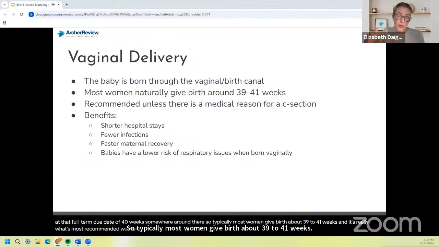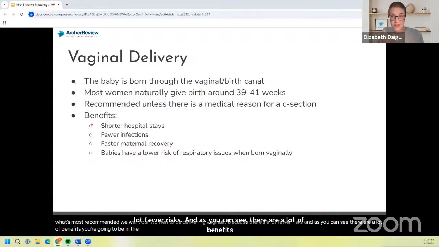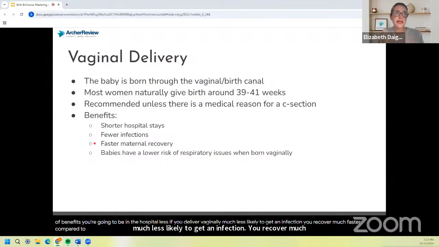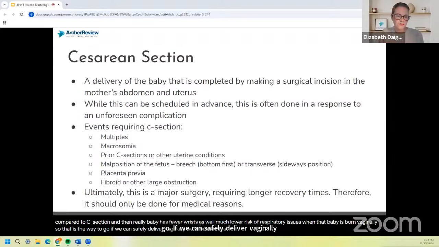We want our women to be delivering vaginally because there's a lot fewer risks. And as you can see, there are a lot of benefits. You're going to be in the hospital less if you deliver vaginally, much less likely to get an infection. You recover much faster compared to C-section. And then really baby has fewer risks as well, much lower risk of respiratory issues when that baby is born vaginally. So that is the way to go. If we can safely deliver vaginally, we should do that. But we can't always safely deliver vaginally. There are going to be some situations where a C-section is much more of a better option.